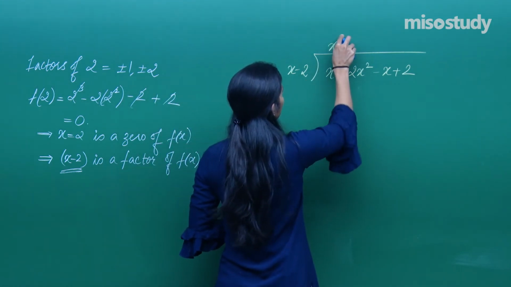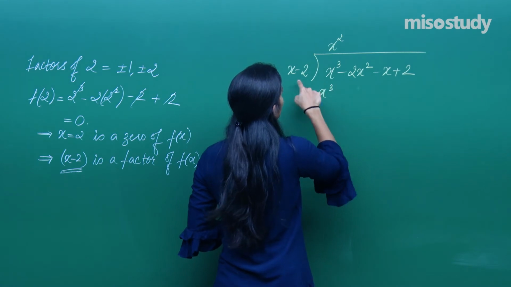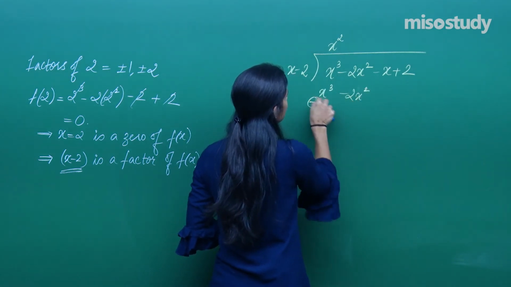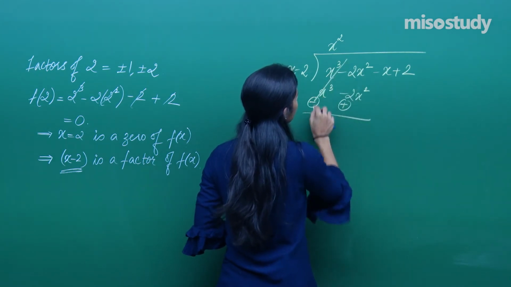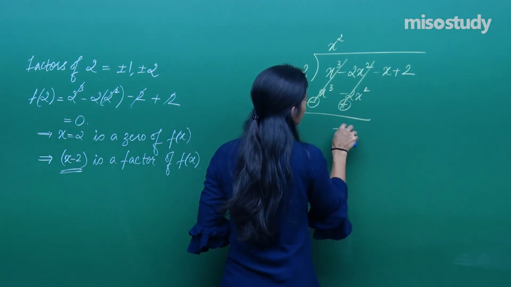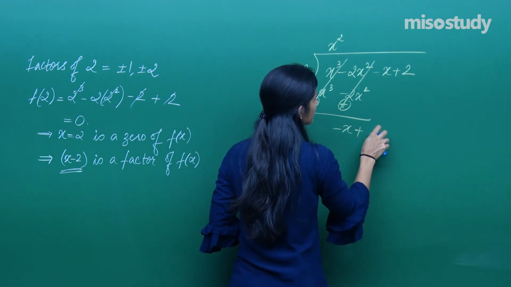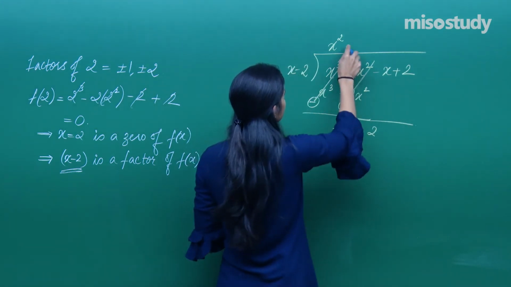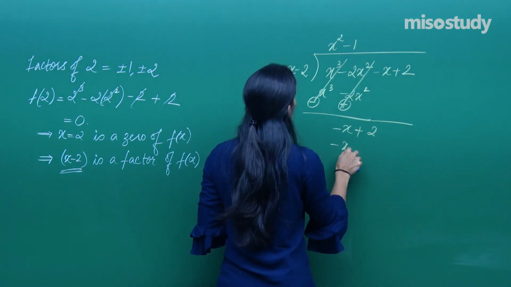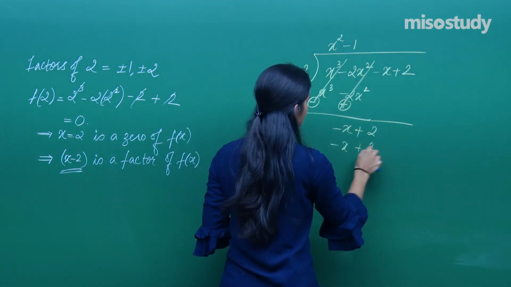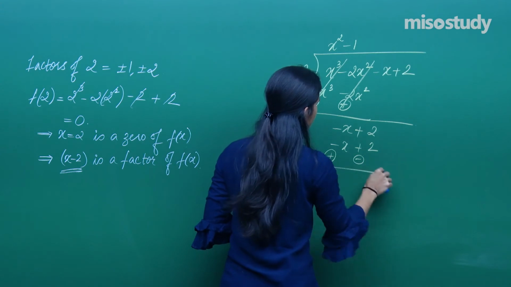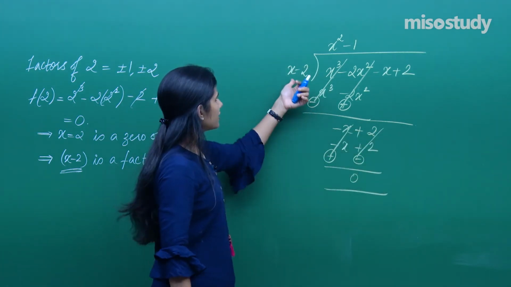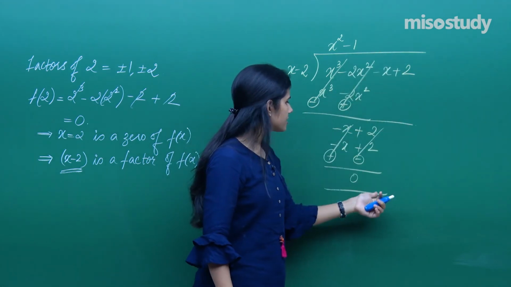X into x square is x cube, minus 2 into x square is minus 2x square, this is minus, this is plus, and then this entirely comes down, minus x plus 2, right? Now x into what is minus x? X into minus 1 is minus x, minus 2 into minus 1 is plus 2, again this is plus minus, you get a 0. So this is your divisor, this is quotient, this is dividend, this is remainder.